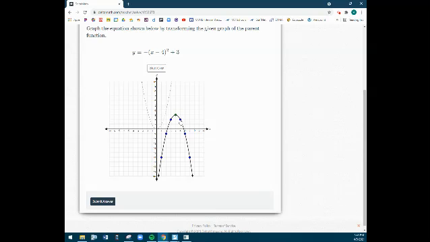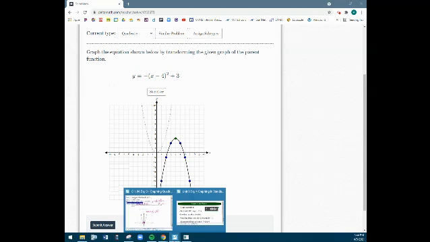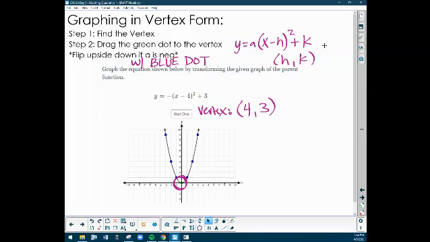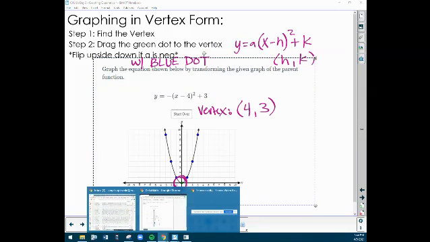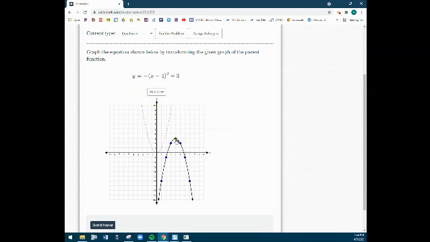And then just be careful not to stretch it. So it was originally up here. I don't want to move this dot way over here. I don't want to move this dot way over there. Okay, I want to keep it 1 over and 1 down. So that is how you will graph in vertex form. I just wanted to show you something like that. It's not too bad, just really dragging that vertex and then flipping if you need to.